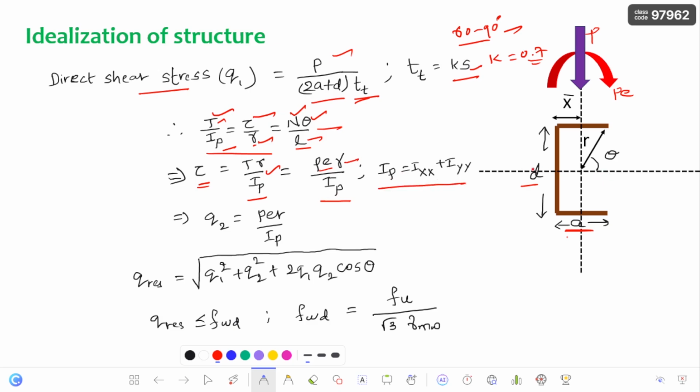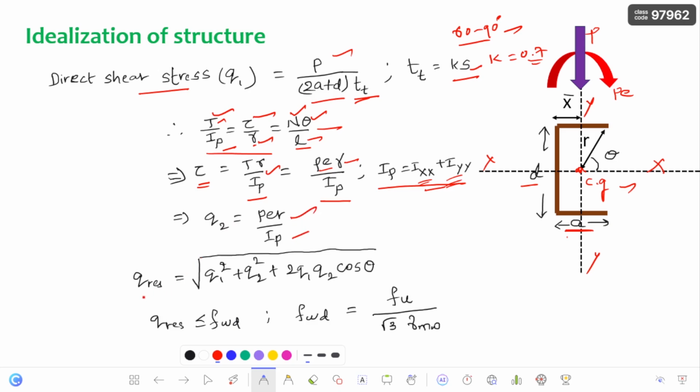For example, this is the Xx axis and this is the Yy axis. If you combine this Ixx plus Iyy, you are going to get the polar moment of inertia. And this is the centroidal axis. Remember, Xx and Yy are passing through the centroid of this weld. Now the torsional shear stress is P E into R by IP.